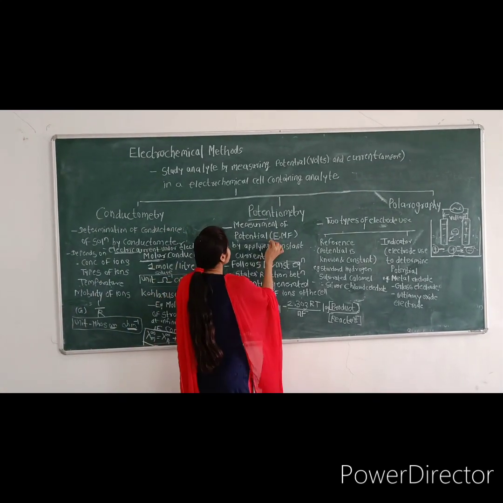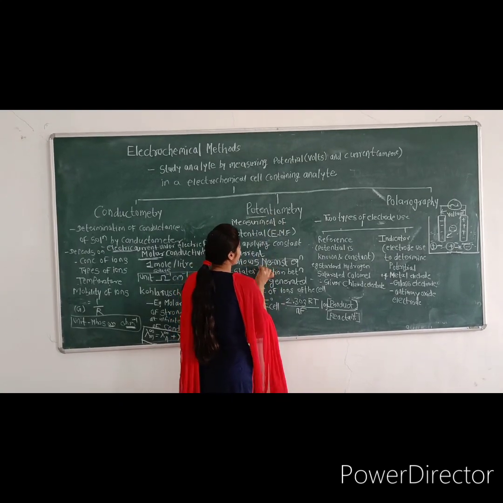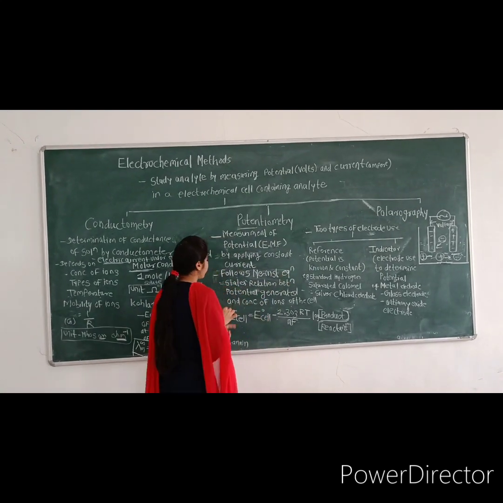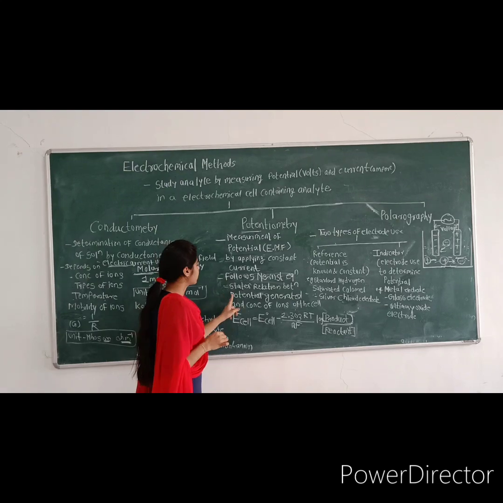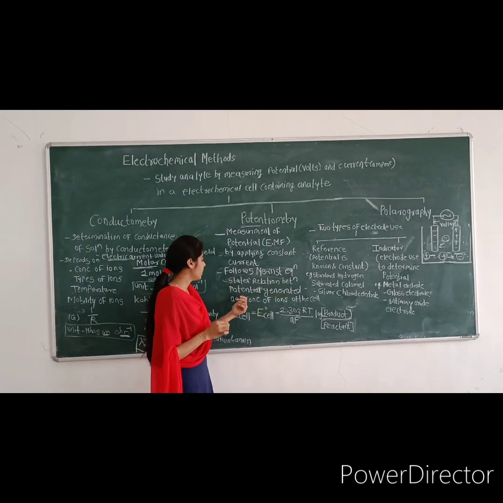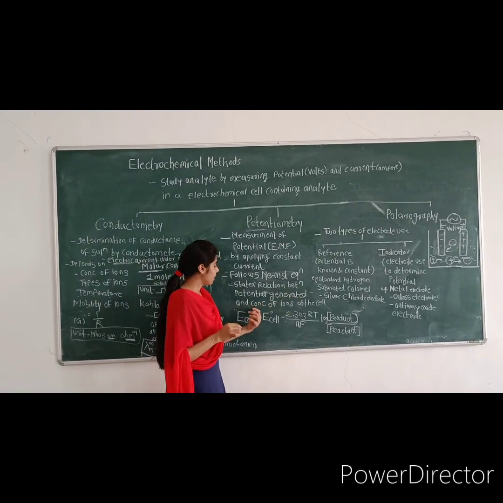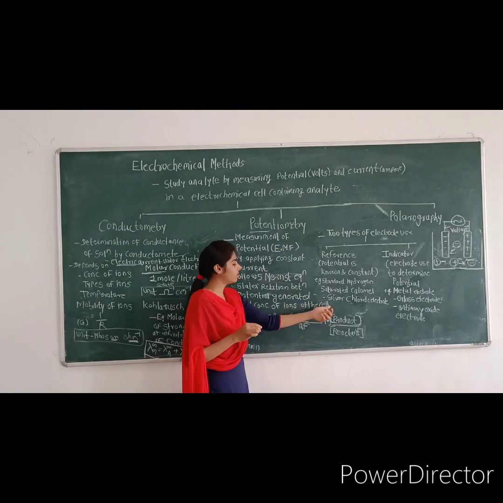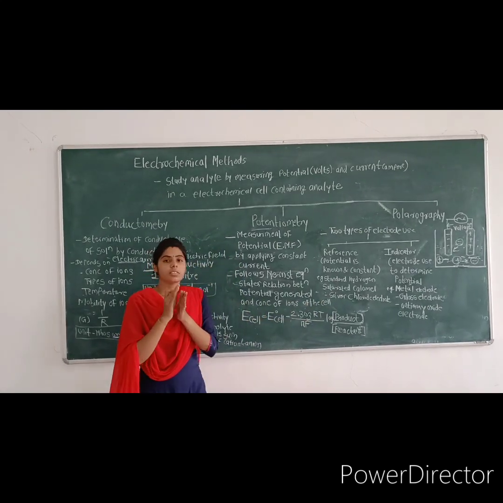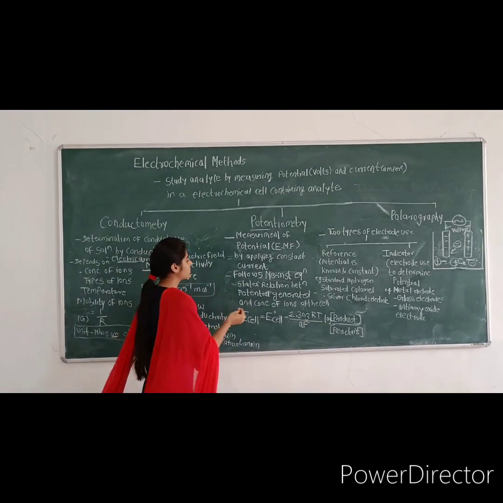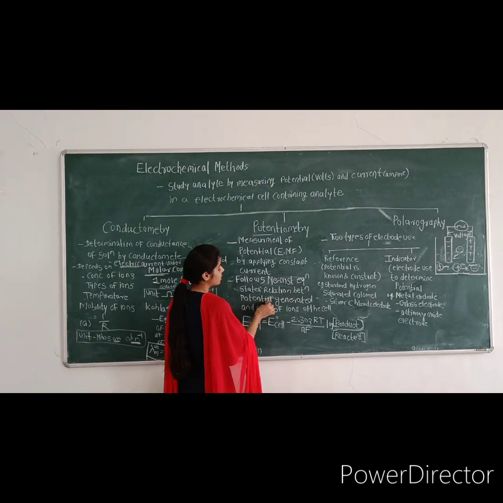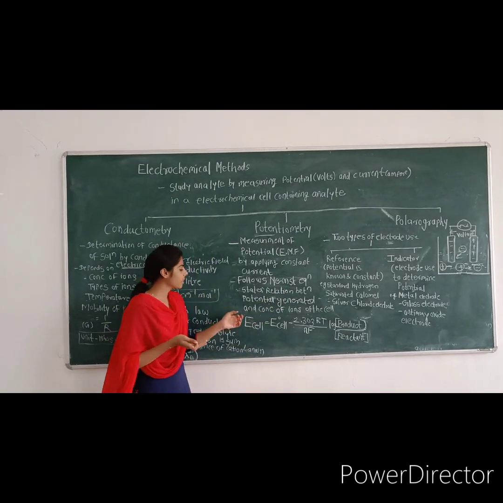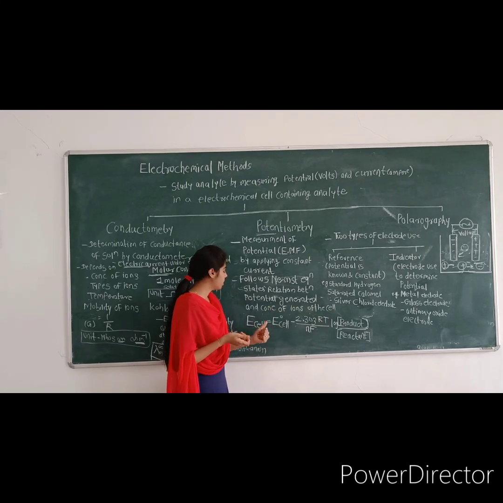In that, this potentiometry is based on the Nernst equation. What is the statement of this? The Nernst equation states the relationship between potential generated and concentration of ions of the cell. It is the equation which states the relationship between the potential difference in voltage and the concentration of ions.